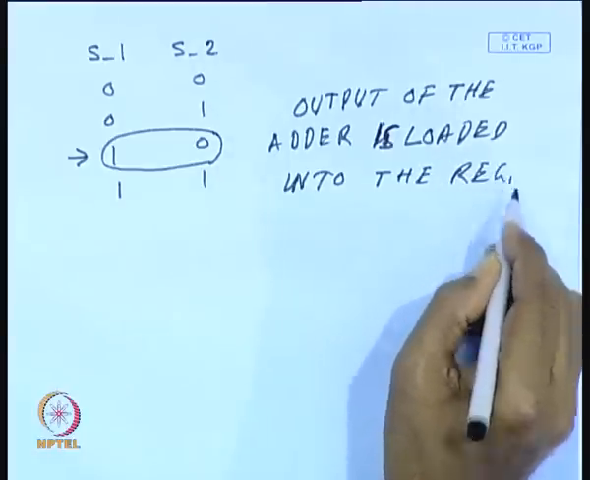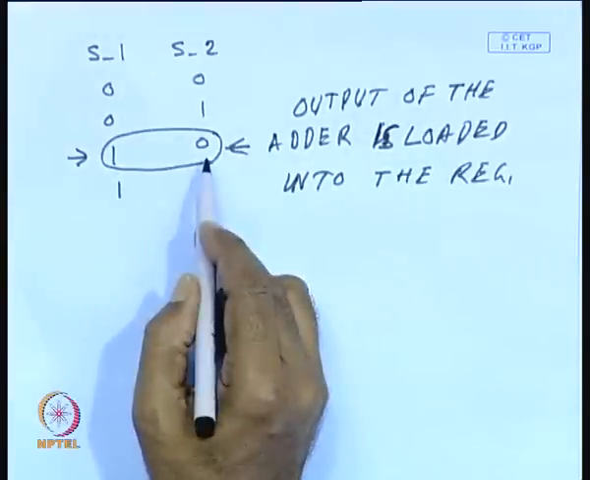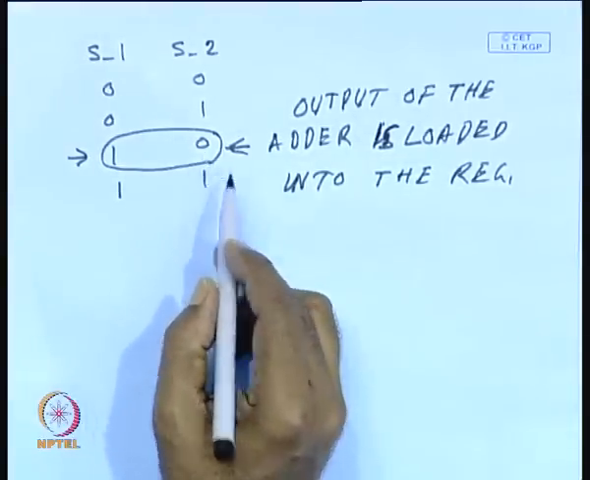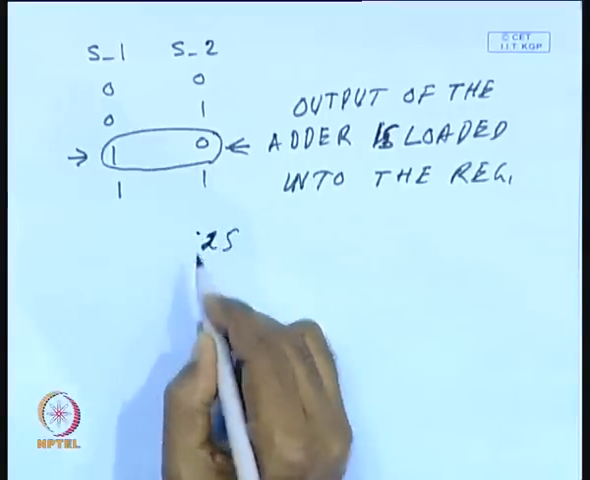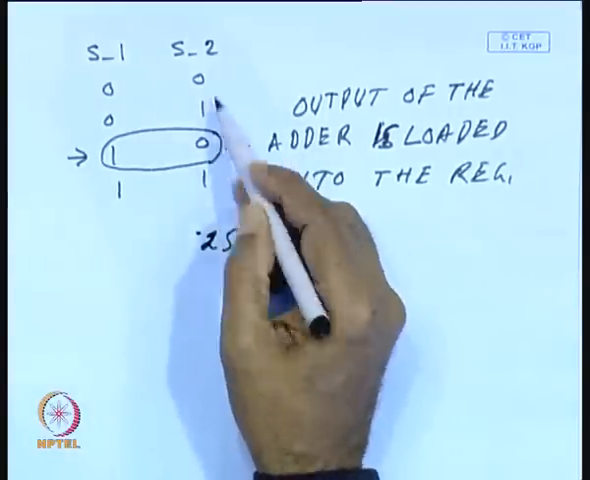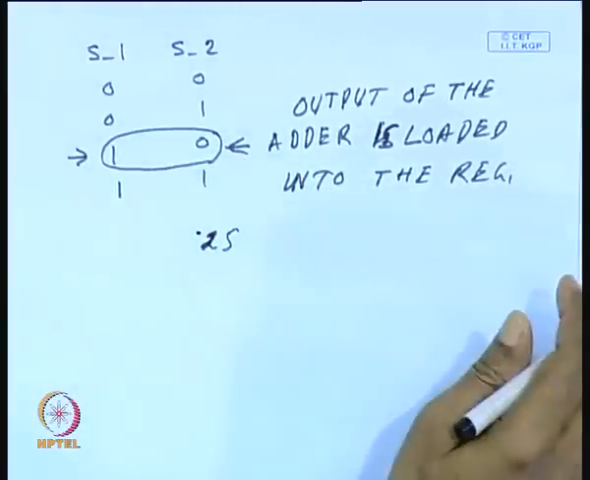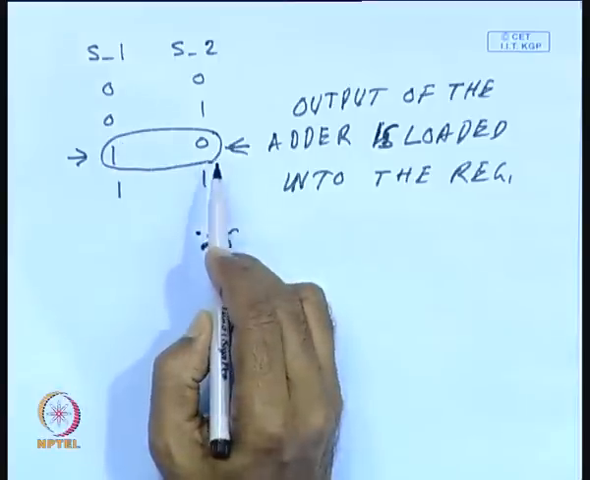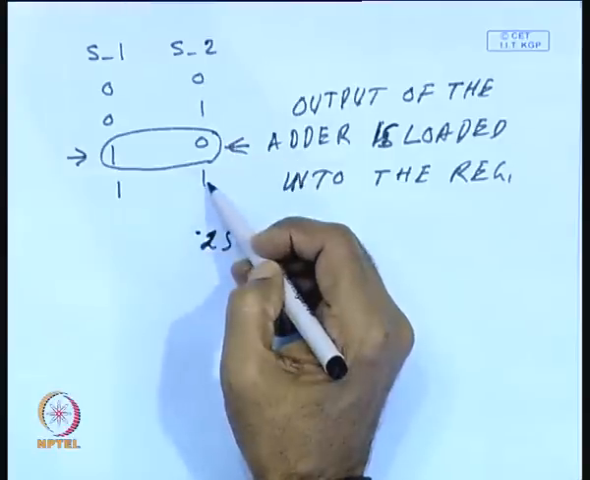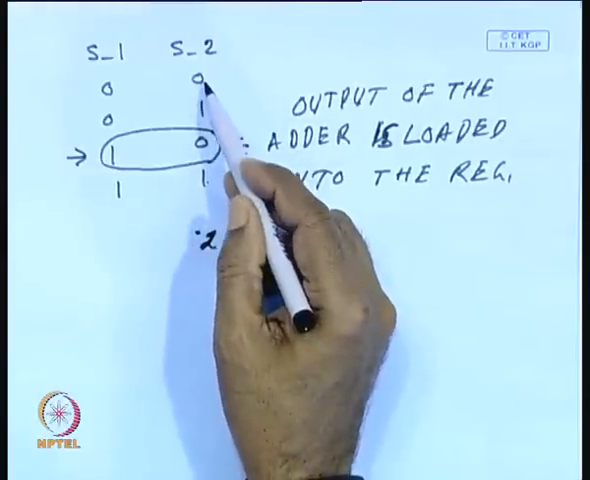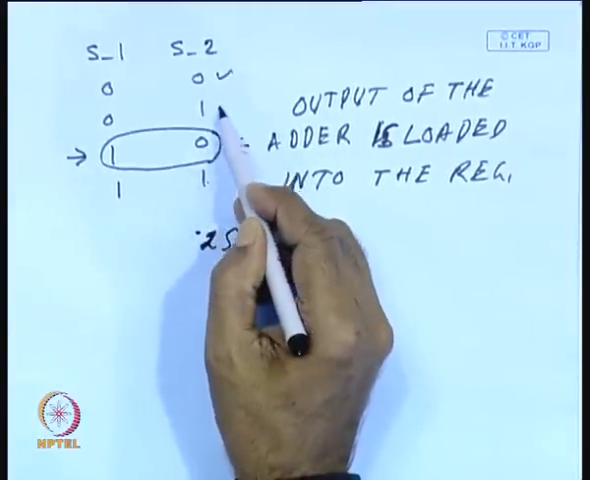So, this is happening only when this is the condition. That means the probability of loading the output of the adder into the register is only 0.25 or 25%, because out of 4 possibilities only in one possibility the output is loaded. That means, if you can prevent the inputs from reaching the adder during the other conditions, then there will be no unnecessary consumption of power in the adder for these 3 conditions.